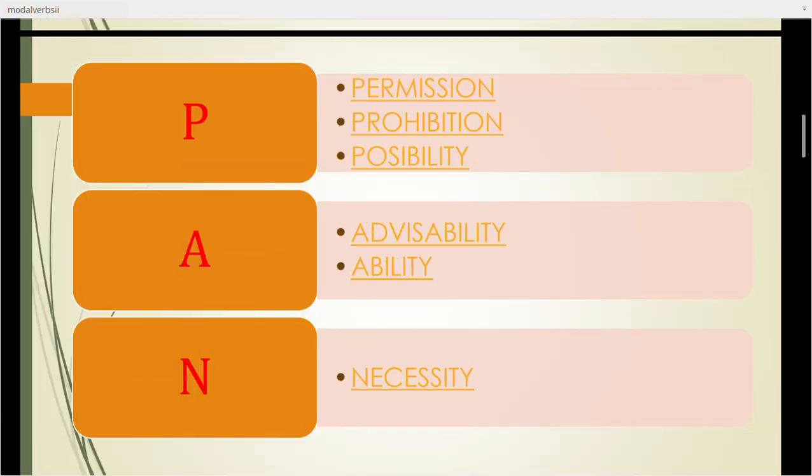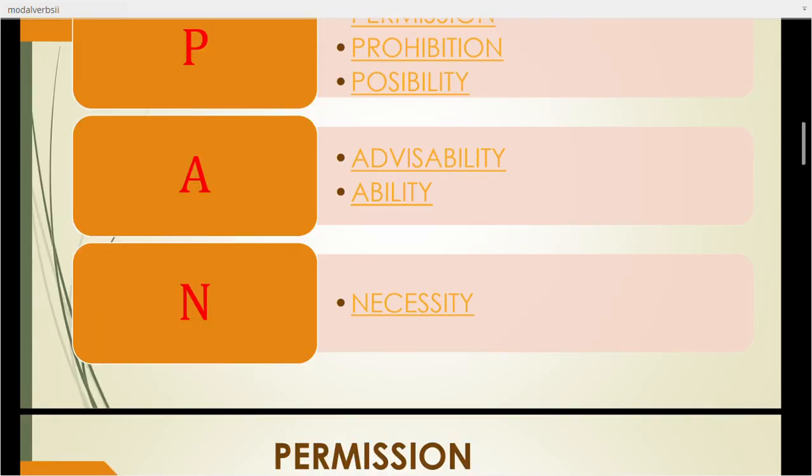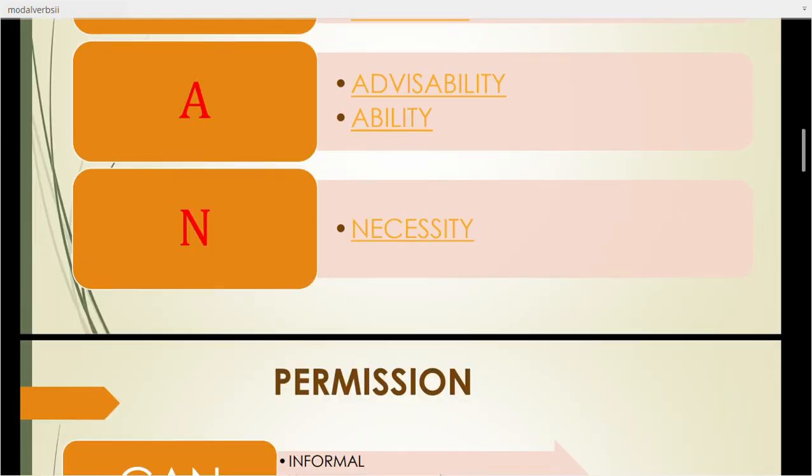Okay, in this slide we see that it is divided into three groups. The first group is represented by the letter P. It contains permission, prevision and possibility. The next group, represented by the letter A, contains advisability and ability. And the last group is represented by the letter N, and contains necessity.